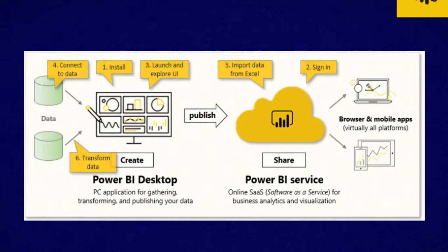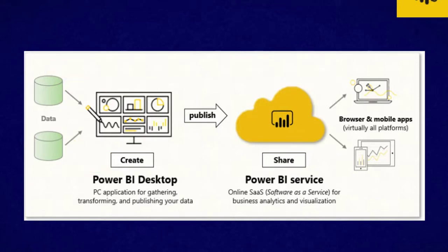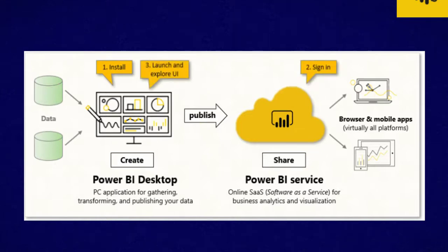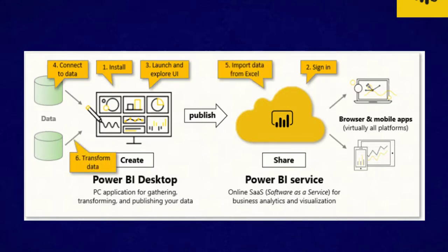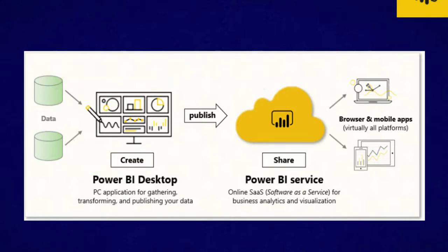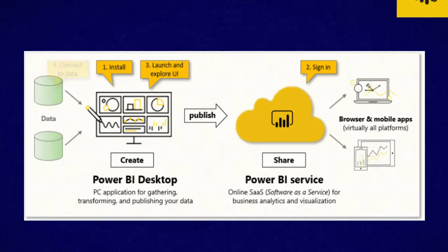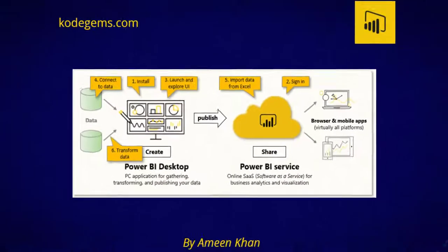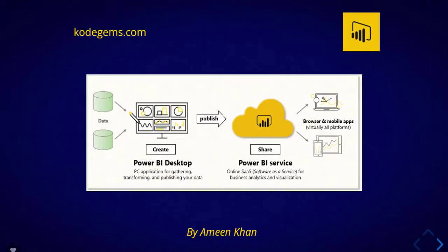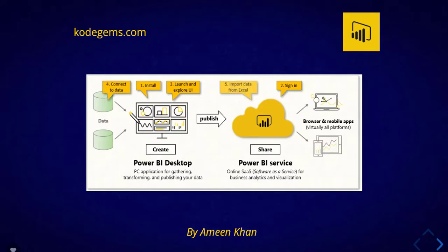Power BI Desktop and the Power BI Service work together. You can create your reports and dashboards in Power BI Desktop and then publish them to the Power BI Service for others to play with it. And right in front of the screen, you can see some of the steps. The following are the tasks that you will complete in this module: the installation of the Power BI Desktop, launch and explore the UI, connect the data, input the data from Excel and Access databases, transform the data, and sign in to the service and publish the dashboard.